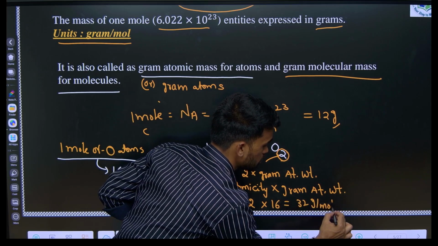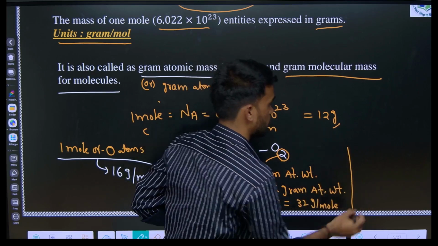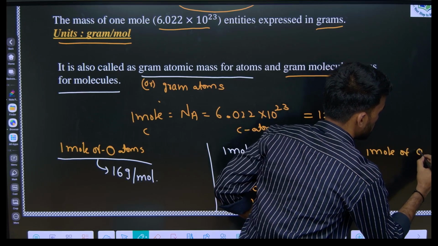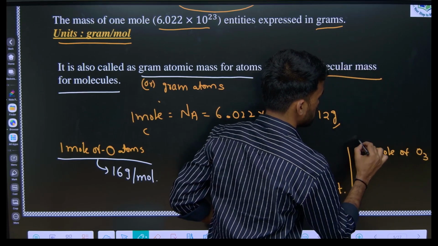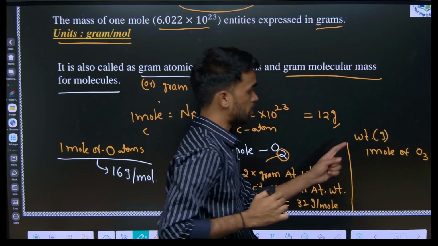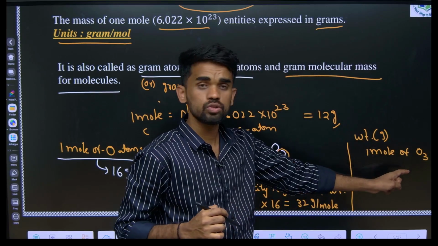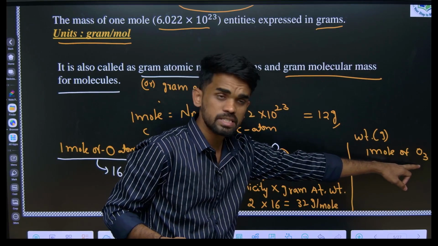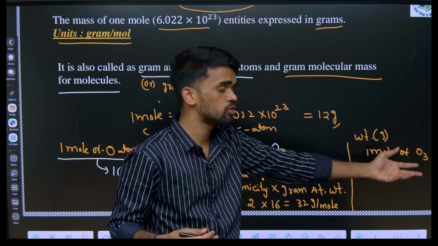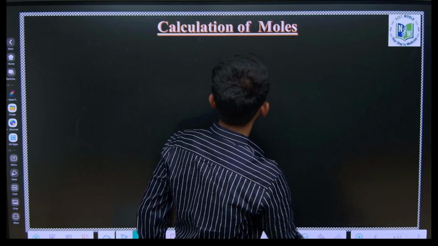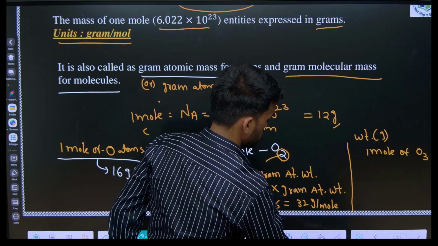Similarly, can you try to find the weight in grams of 1 mole of O3? O3 is nothing but ozone, right? So the atomicity is 3. 3 into 16, if you do, you will get the answer. Let us do a few more questions over here.